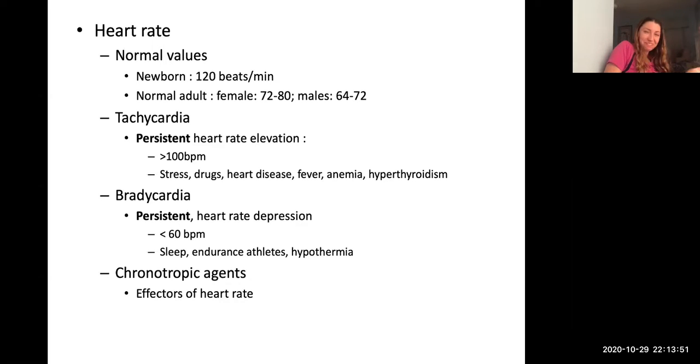Anyways, so newborns have a faster heart rate. Normal adults, females, that's their normal heart rate, and then males have a lower heart rate because whatever. They're just better.